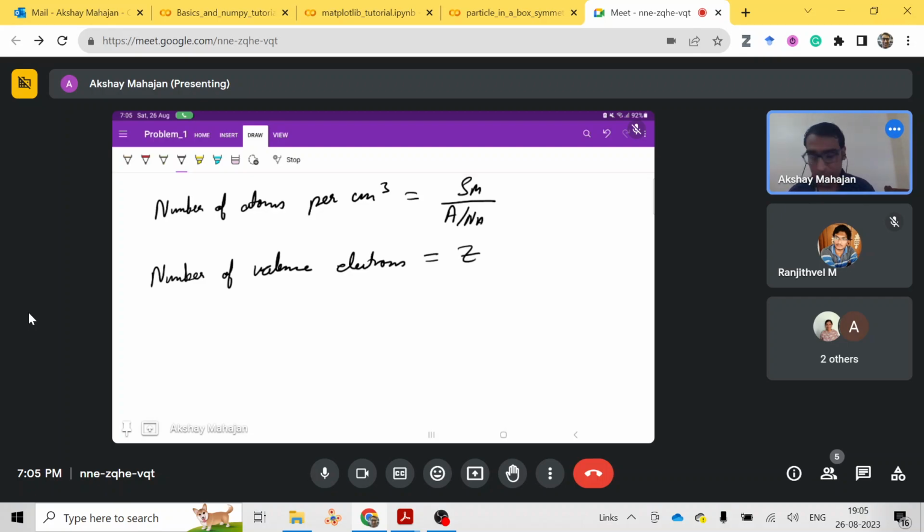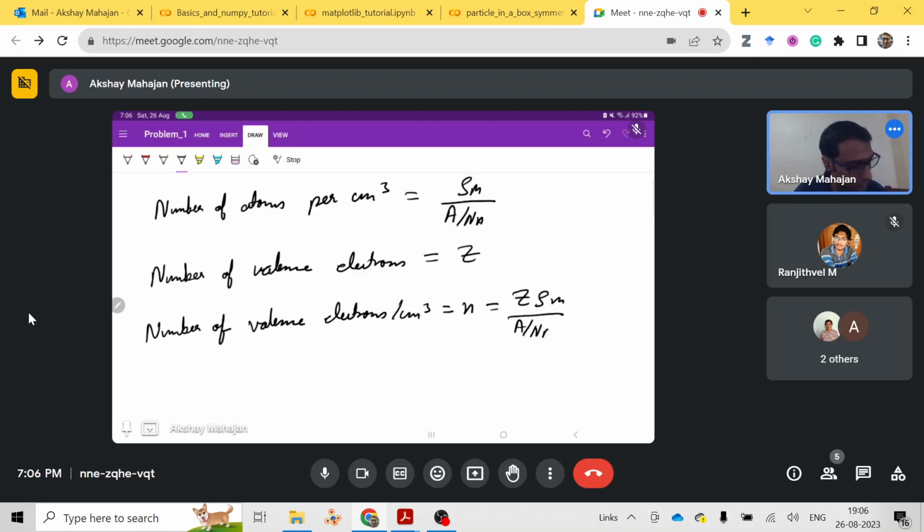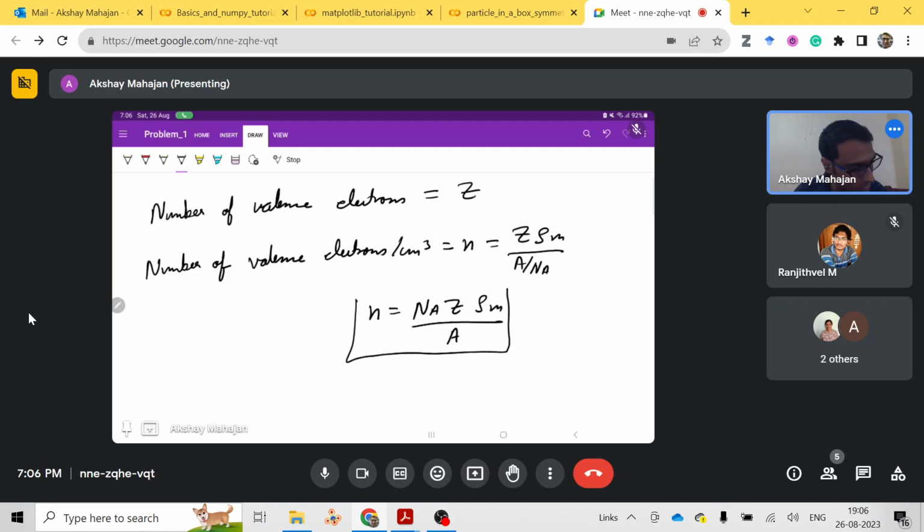So let's say that is the number of valence electrons, we are denoting it by Z. Then the number of valence electrons per centimeter cube will be our electron density that we have to find. We can give it by the number of atoms, rho m divided by A times Na, times Z, the number of valence electrons from each atom. So what we get here is N equals Na Z rho m divided by capital A. This is the formula that we have derived for our electron density.